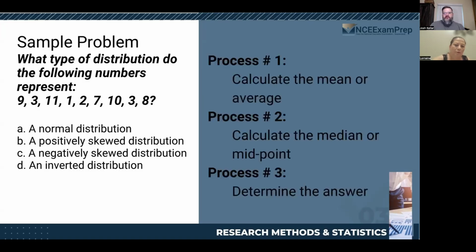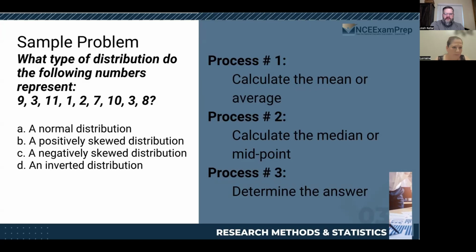Okay, so let's look at our process again. We need to calculate the mean, we need to calculate the median, and then we can determine the answer. Can anybody calculate the mean here before I pull the slide up? What's the mean of this data set?